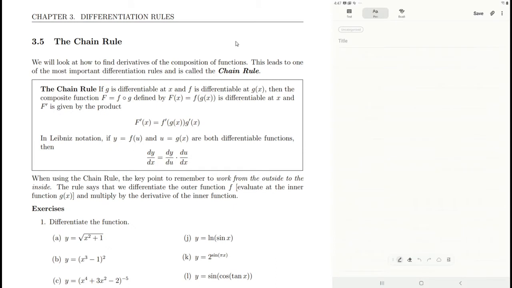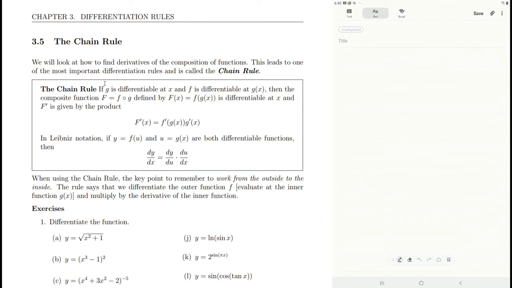Hello everyone, welcome back. In this video, we're going to look at one of the most important differentiation rules, and this is called the chain rule. Now, the chain rule is used when we want to find the derivatives of the composition of functions.